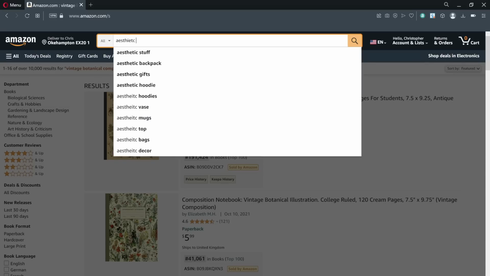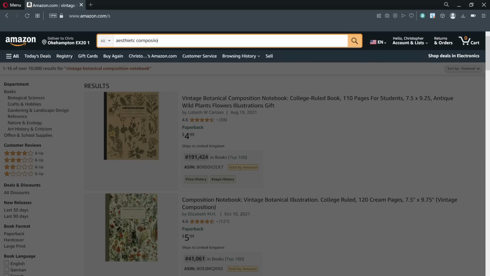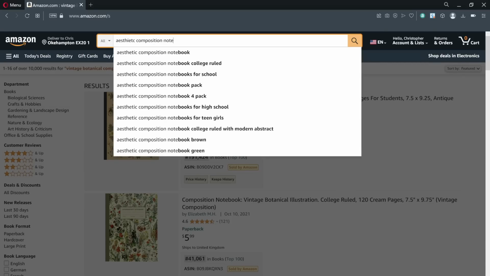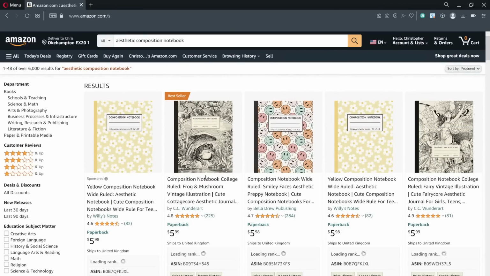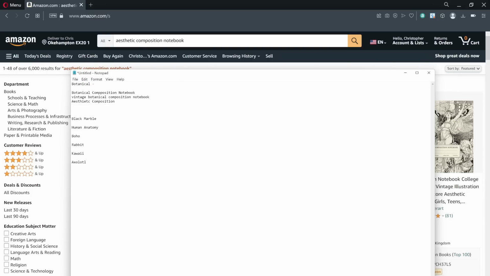Okay, so the other one was aesthetic composition. Again, you have variations here on aesthetic composition notebook as well. So we can keep writing these down, just getting an idea of the different types of search terms people are searching for with any type of book that's related to ours. So aesthetic composition notebook was another one that we could potentially use as well. And without going back and forth here too much, I'm just going to go ahead and put down flower composition notebook as well, because I'm pretty sure people are going to be searching for that.